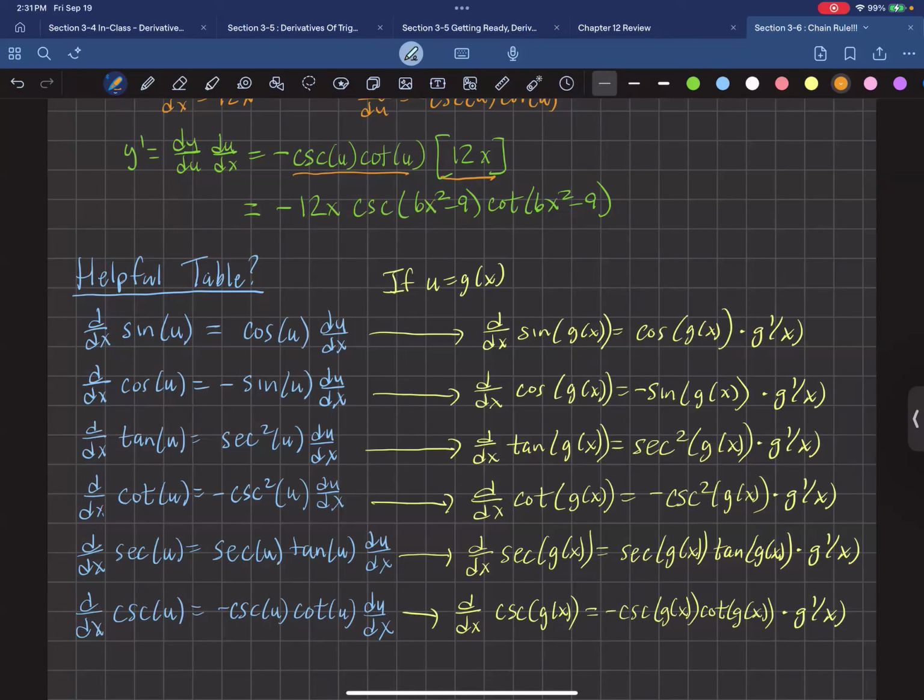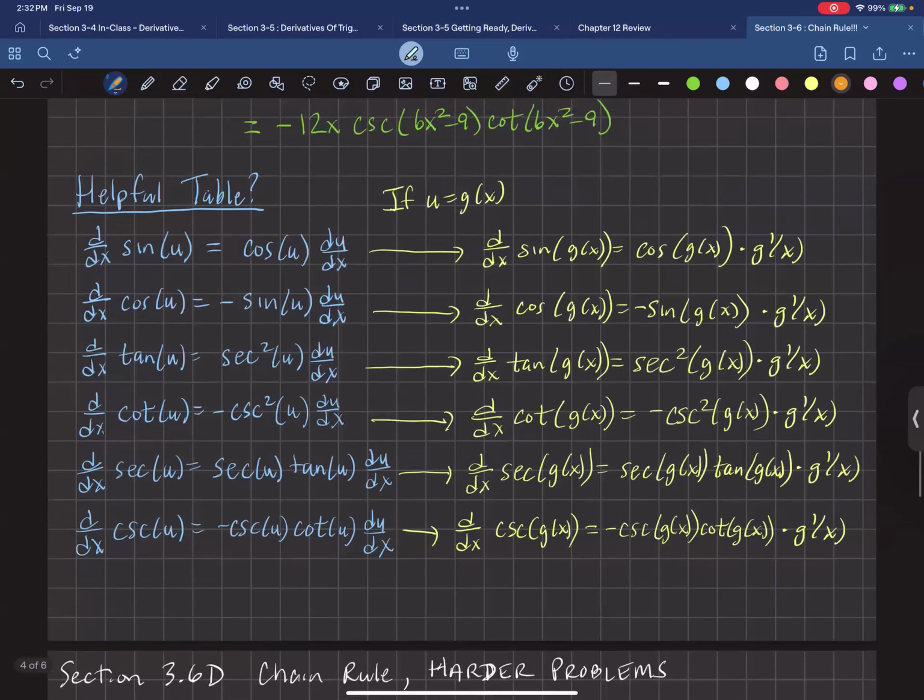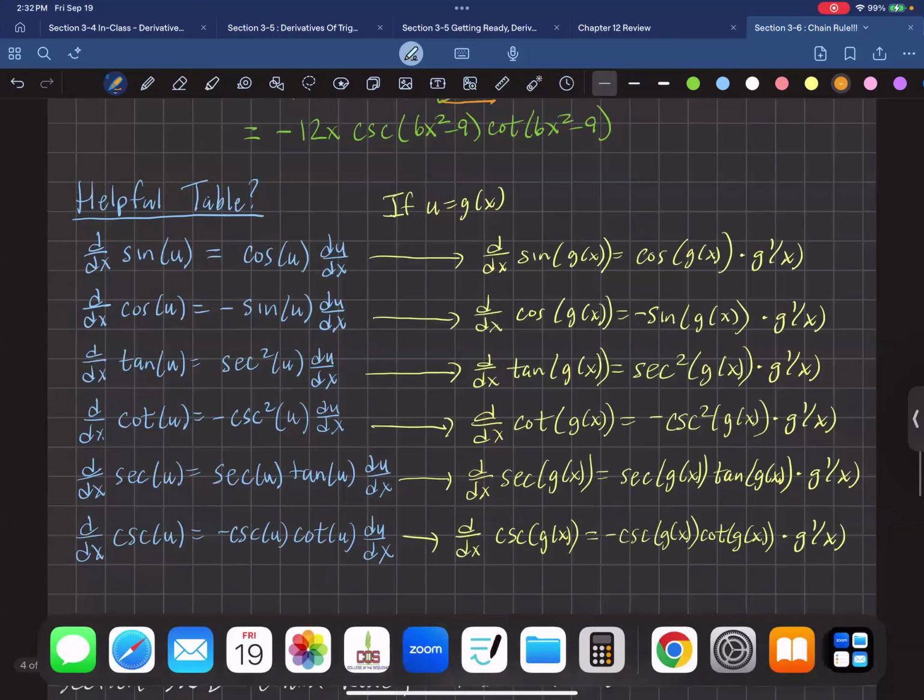The derivative of tangent u with respect to x is secant squared u times du dx. The derivative with respect to x of cotangent u is negative cosecant squared u times du dx. The derivative with respect to x of secant u equals secant u tangent u times du dx. And finally, the derivative with respect to x of cosecant u is negative cosecant u cotangent u times du dx. Okay? And here's coming the harder problems on the next video.